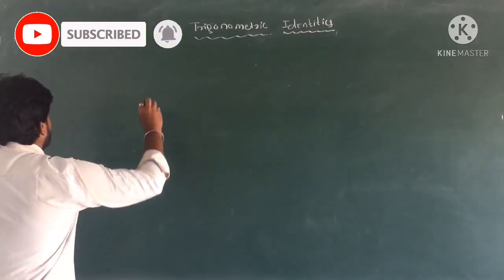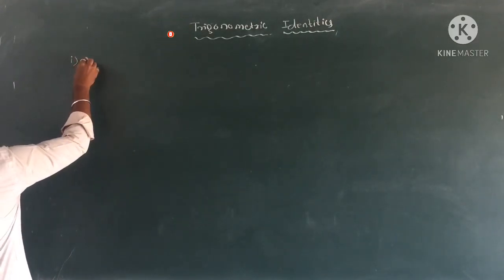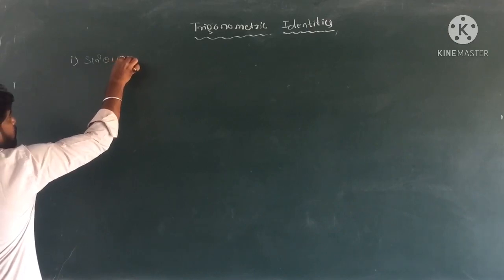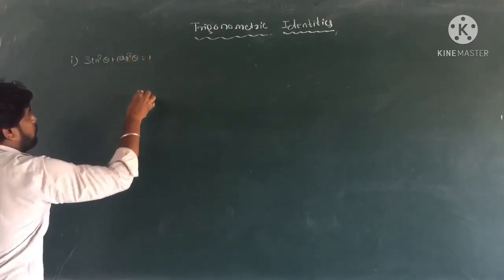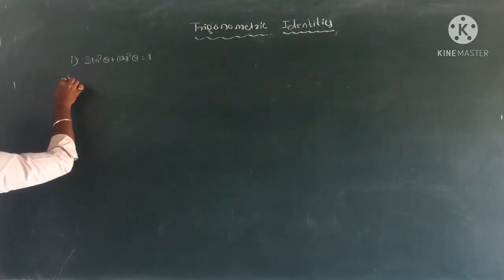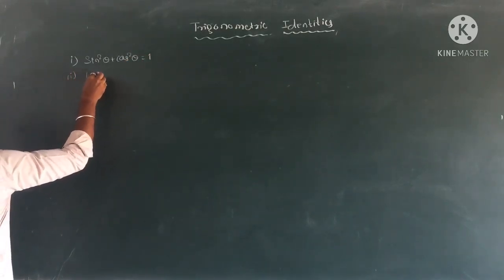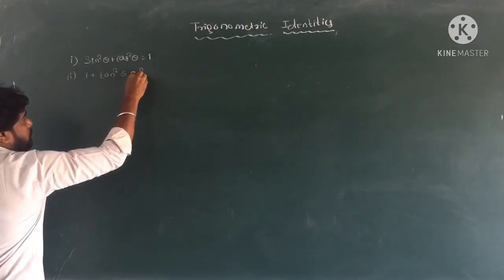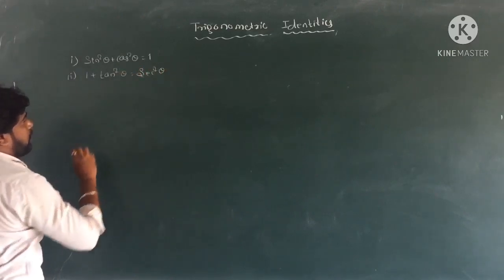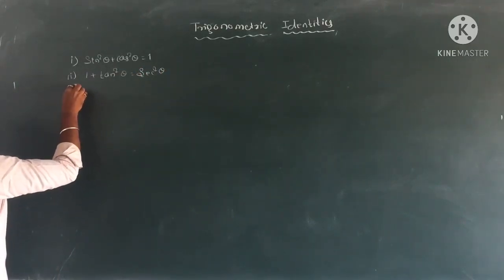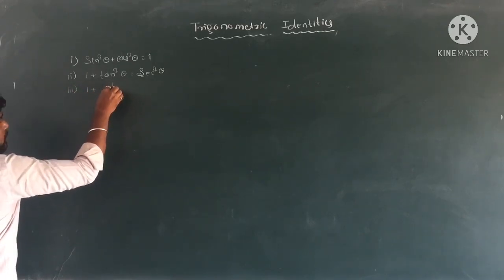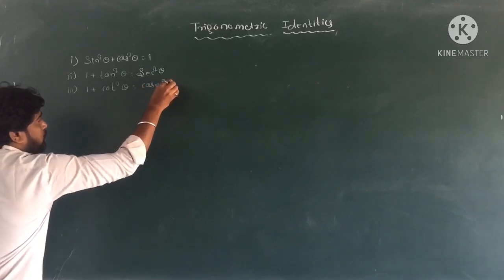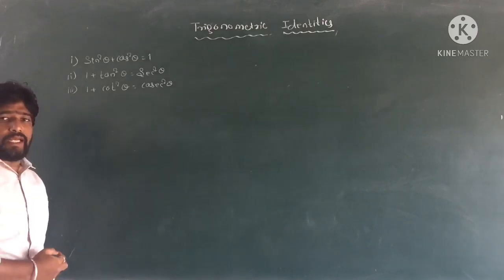So first one, sin square theta plus cos square theta is equal to 1. And second one, 1 plus tan square theta is equal to sec square theta. And third one, 1 plus cot square theta is equal to cosec square theta. So these three main identities are there.